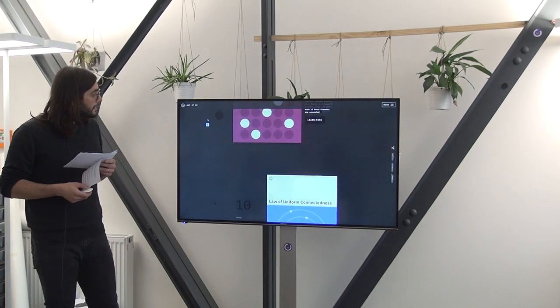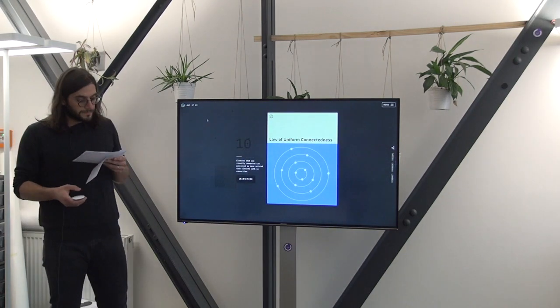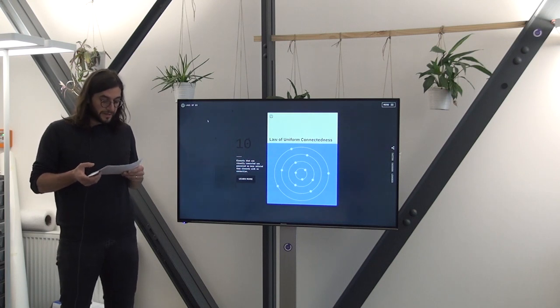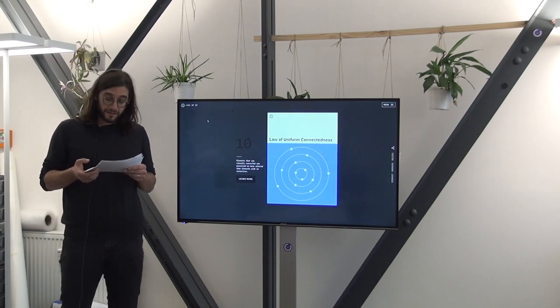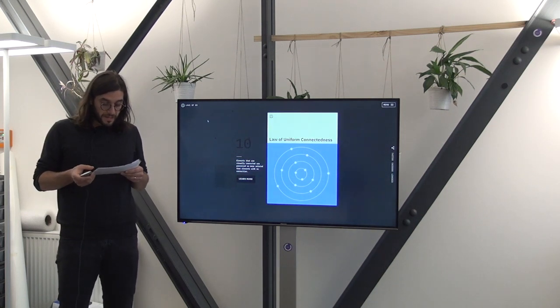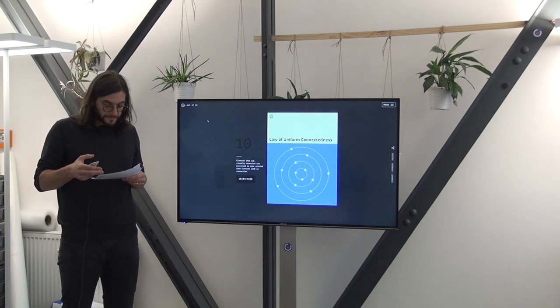10. Law of uniform connectedness. Elements that are visually connected are perceived as more related than elements with no connection. Group functions of similar nature so they are visually connected via colors, lines, frames, or other shapes.